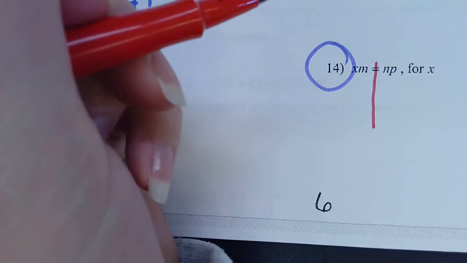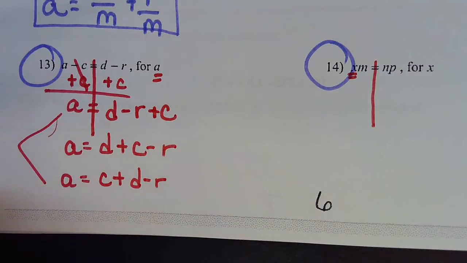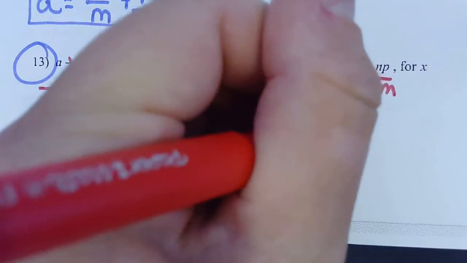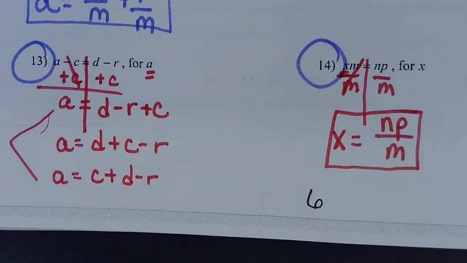Number 14, you need to solve for X. So to get X by itself, you only have to do one thing. What you got to do? Divide by M. Yeah, told you. Wow, who would have thought? So you get X equals NP over M. Any questions?